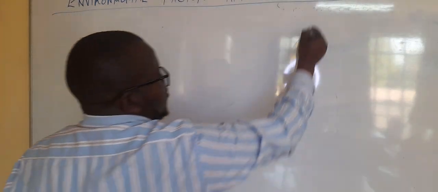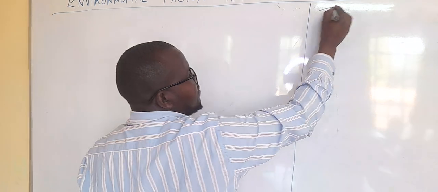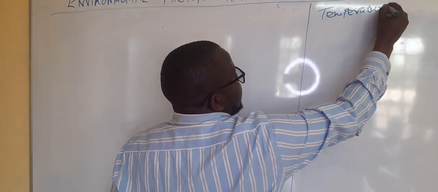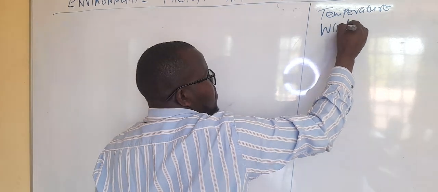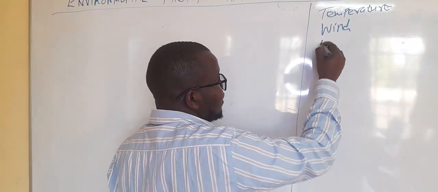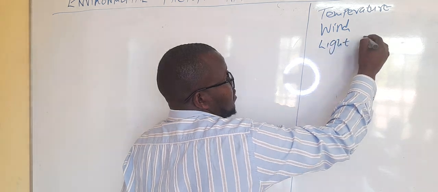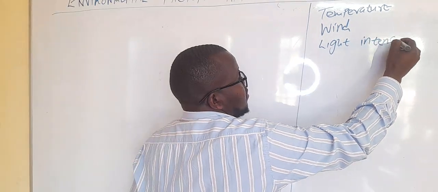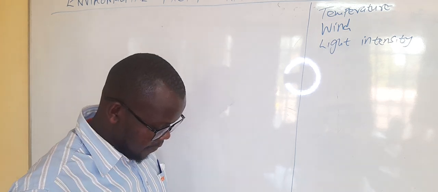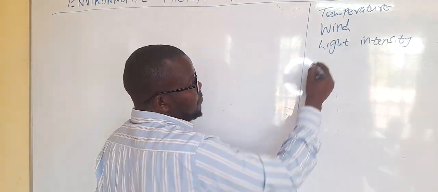You can list them. Which are those ones? Number one, we have temperature. Number two, we have wind. Number three, you have light intensity. Number four, we have atmospheric pressure and availability of water.